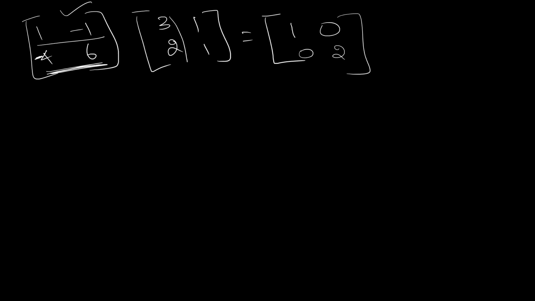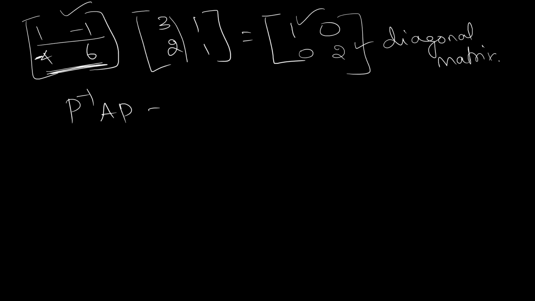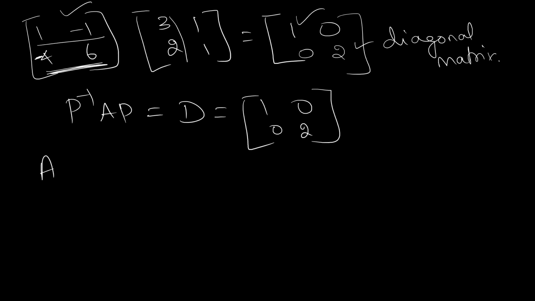Because only the diagonal elements will be there. If you see here, 1 and 2. So this is the diagonal matrix for the given matrix A. Okay. So P inverse AP will give you the diagonal matrix 1, 0, 0, 2. So now we have to find A power 4 or 5, whatever it is. The general formula is A power n is equal to P into D power n into P inverse. So now we have to find A power 4, right?